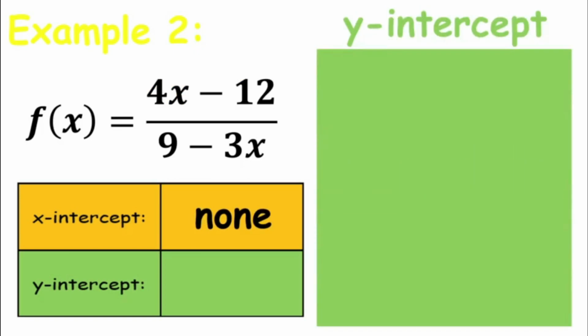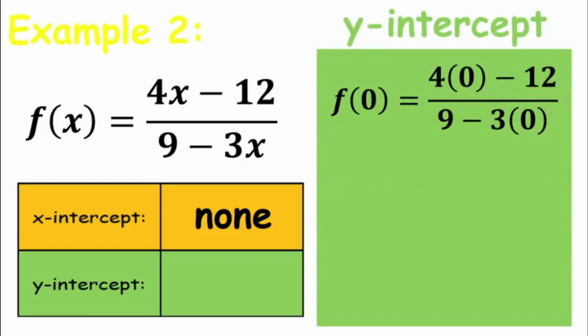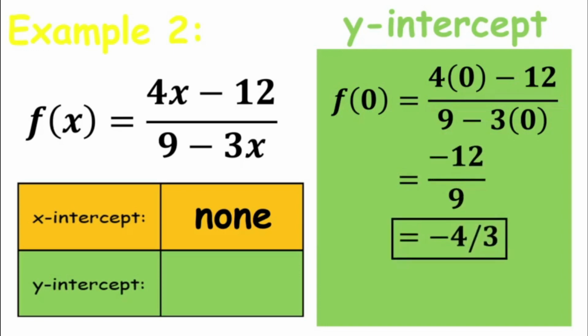For the y-intercept, we have f of 0 is equal to 4 times 0 minus 12 all over 9 minus 3 times 0, which is equal to negative 12 over 9, which can be simplified to negative 4 thirds. The y-intercept is 0, negative 4 thirds.